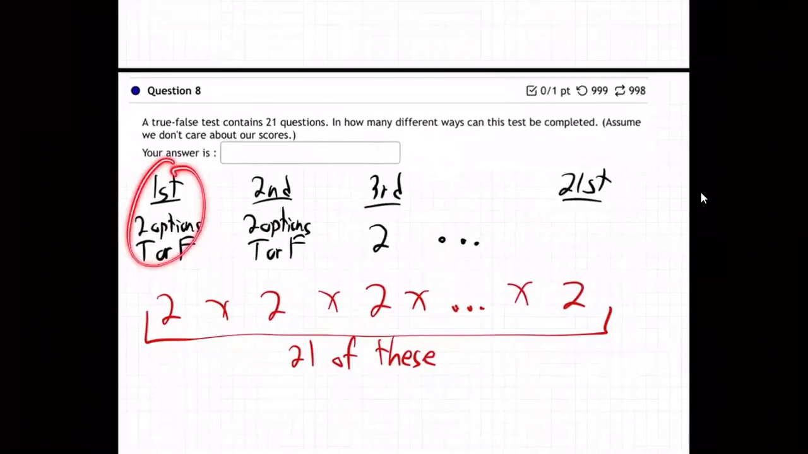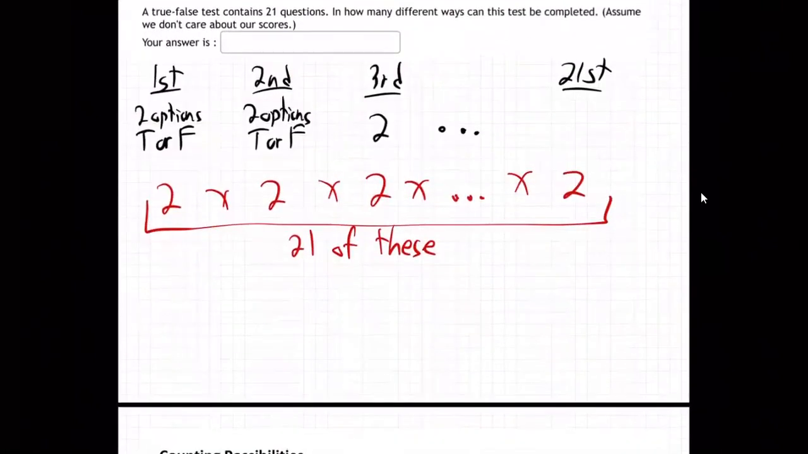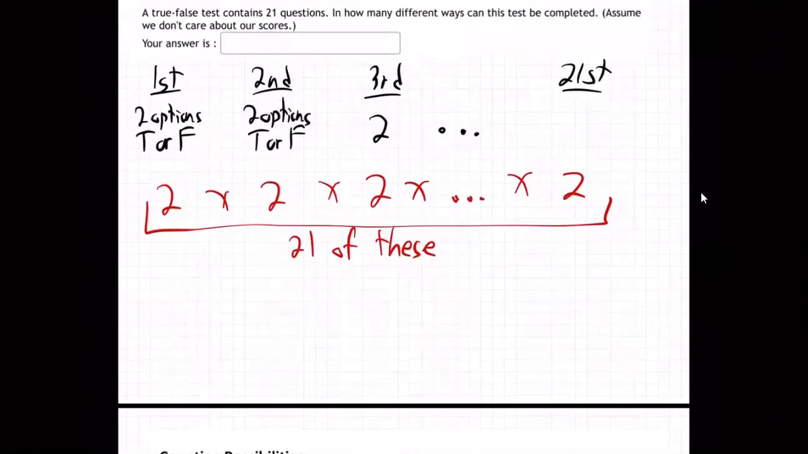For the first question, we have 2 options. Second question, 2 options. Third question, 2 options. All the way down to the 21st question, 2 options. So if you multiply 2, now on your calculator, the easy way to do this would be 2 to the 21st power, right?